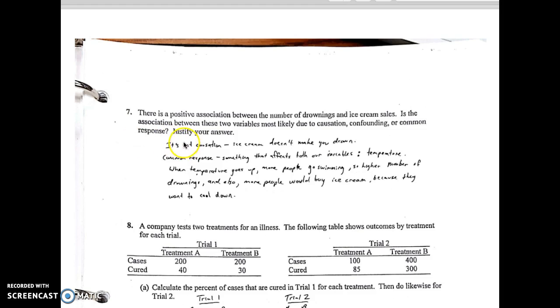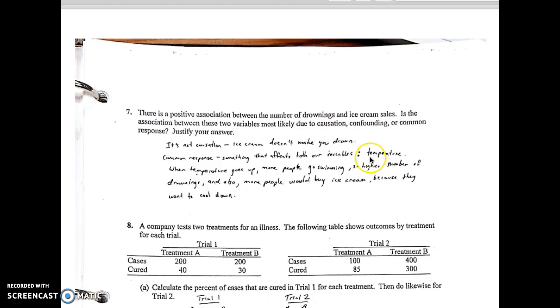And so just kind of thinking about it, if the number of drownings goes up and the number of ice cream sales goes up, why might that happen? And so the answer that I thought of was maybe the temperature. If the temperature goes up, i.e. if it's summertime, there's probably going to be more people out swimming, and thus there's probably going to be more people who end up drowning.